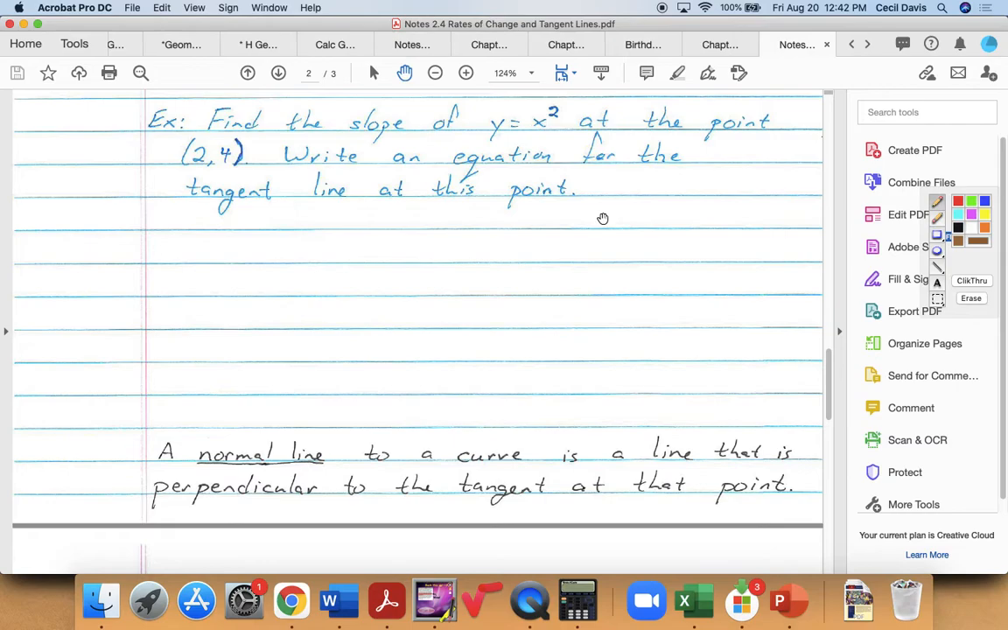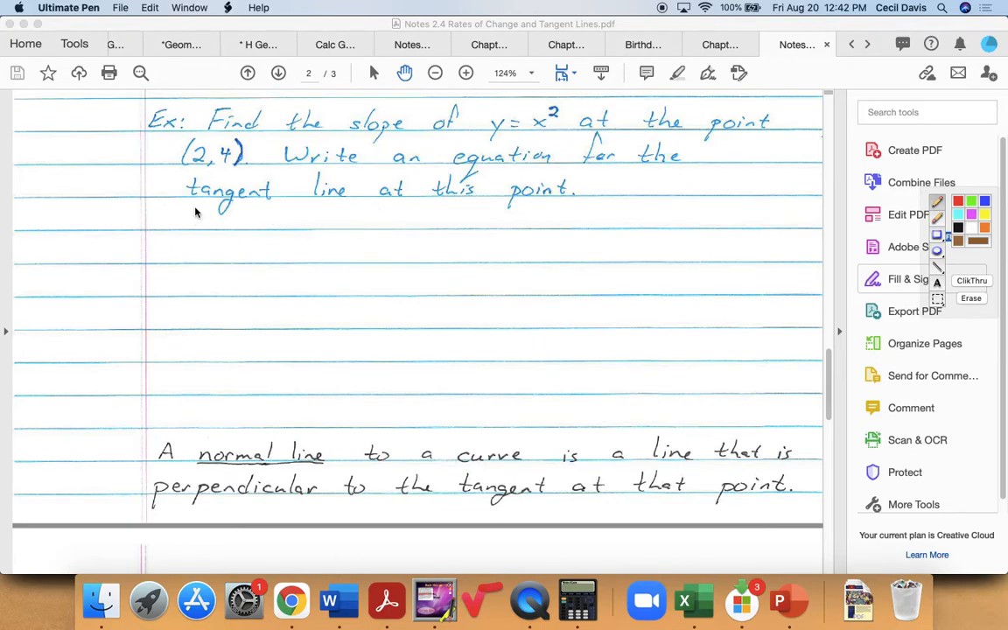So we want to find the slope of y equals x squared at the point (2, 4), and then write an equation for the tangent line at this point. Okay, so we know the point, we just need to know the slope to write the equation. And that's the first thing, is to find the slope.